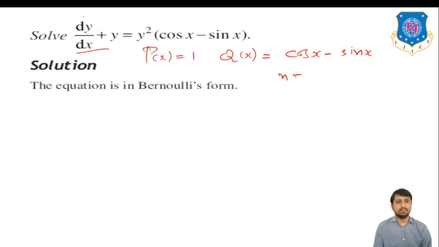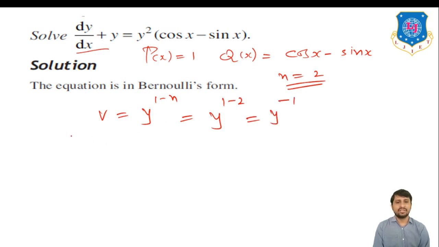And n = 2, right? n = 2. So when we assume that v = y^(1-n), so y^(1-2), that is y^(-1). Okay, and what is your linear differential equation?